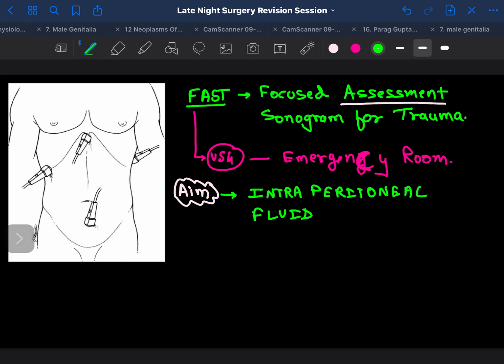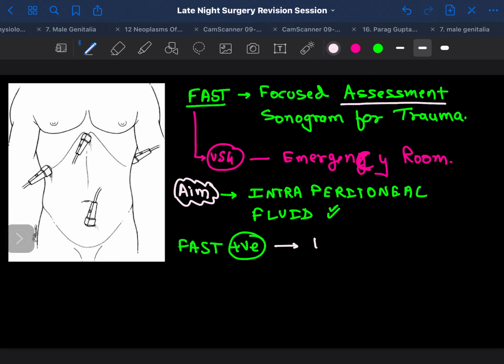Because of this particular injury, what has happened? Let's say there has been a breach in the artery, or a breach in the intestine, and because of this, fluid or stool has accumulated inside the abdomen, which is detected on the FAST as an intraperitoneal fluid collection. Okay, I hope you get this particular point. This is the aim of it. And if the FAST is positive, it means that there is a significant amount of intraperitoneal fluid.